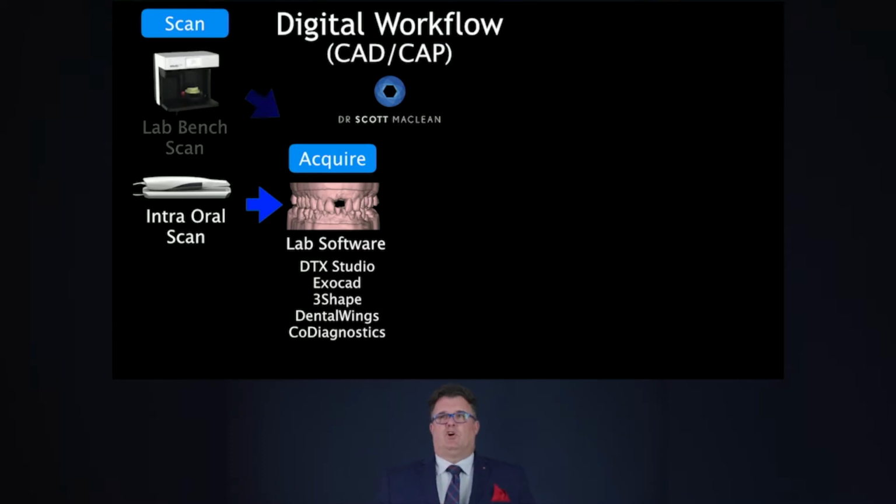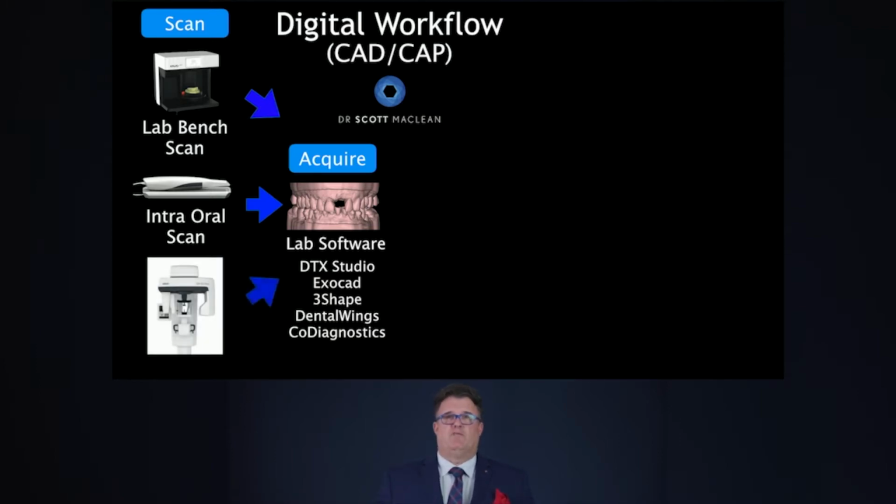Then what happens, you could also do a lab bench scan, and we'll talk about how that works in a second. That image would also be brought into the lab software, and this would be data that they'd be using to process. Or you could bring the information from a CBCT scan, and this would be a DICOM file, and the DICOM file can also be brought in. So a number of different files can be brought forward. You could also bring periapical x-rays, but we're going to focus mostly on these three.